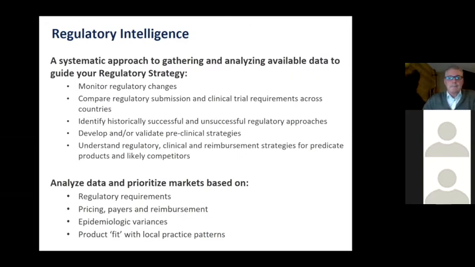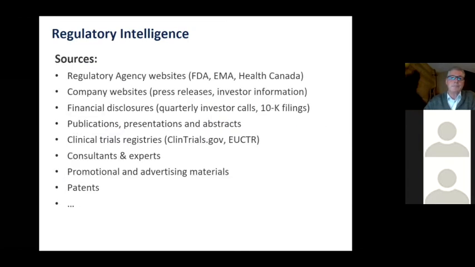Analyze the data and prioritize the markets that you're going to be addressing based on those regulatory requirements, the reimbursement status, again, the epidemiologic variances, and ensuring that your product actually has a fit within the local practice pattern in those jurisdictions that you're going to approach for authorization.